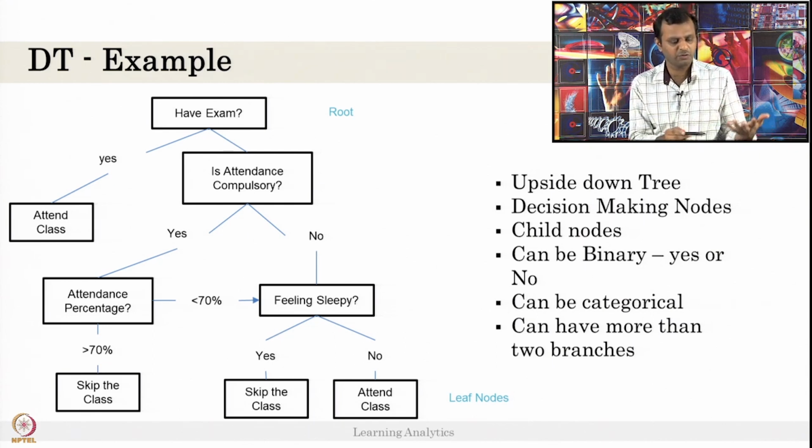Then I can skip the class. The student might think, oh, I do not want to attend the class. There is no exam today and attendance is compulsory in this course, but I already have more than 70%, so I can skip the class. Or if attendance is not compulsory, it is very simple. I have no exam today and no attendance requirement. Now it is a decision of whether you are feeling sleepy or not. If I feel sleepy, I will skip the class. If I am not feeling sleepy, I can attend the class. It is all about the mood of the particular student.